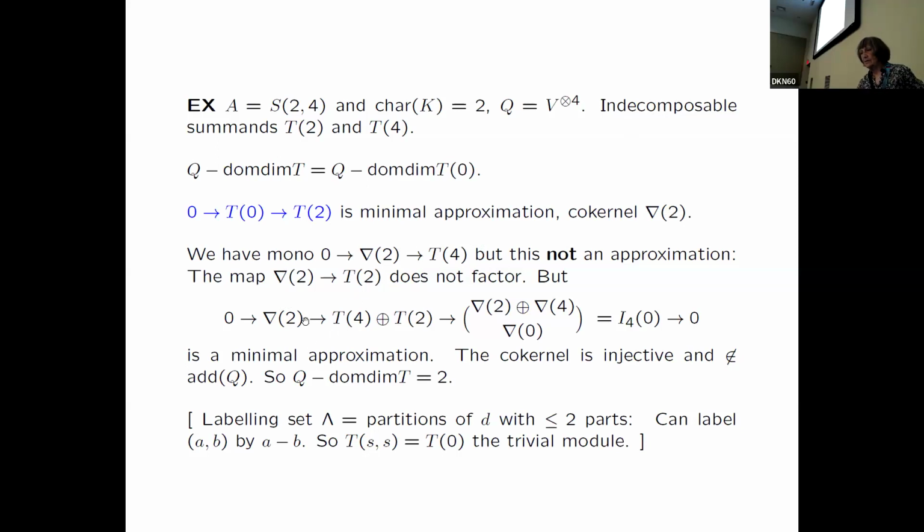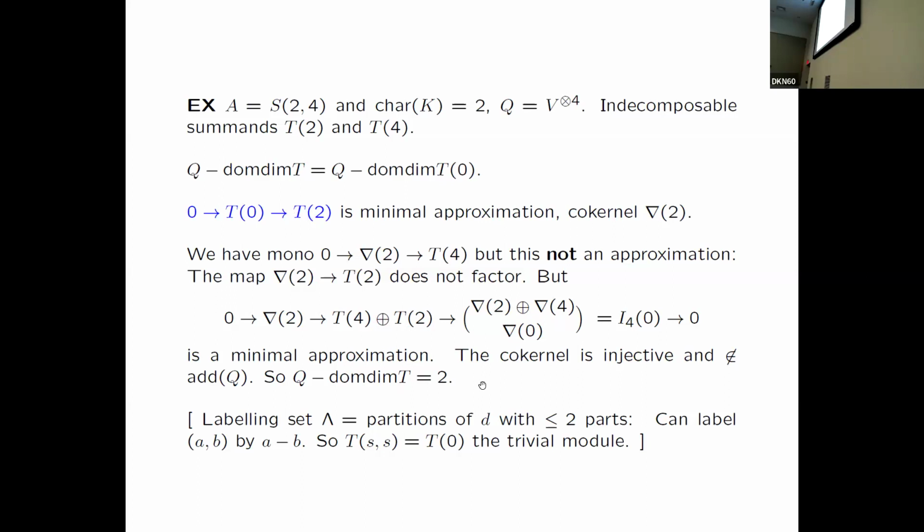And then you take the direct sum and compute what the quotient is. So this looks like that, and then you have an exact sequence. You can show that this is a minimal approximation. But then you can also see that you have to stop, because the co-kernel happens to be injective, but it's not a direct summand of the tensor power. And so you cannot have an injective map from this quotient into Q, and so that's the end of it. So you had one term here, this was T2, the next term is T4 plus T2, and then it stops. So the relative dominant dimension is 2.